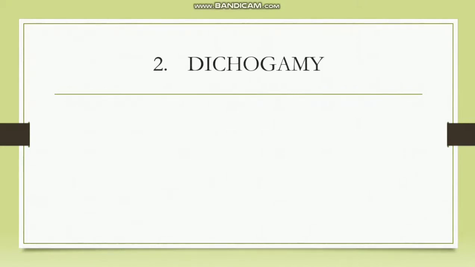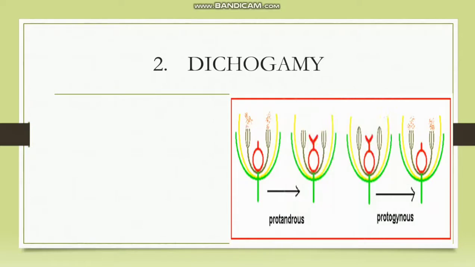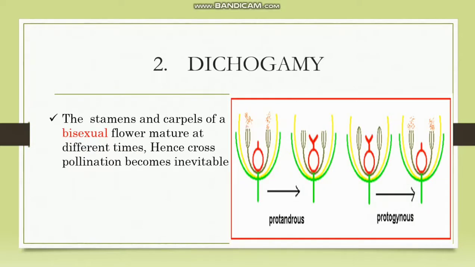The second outbreeding device is dichogamy. This is seen in the case of bisexual flowers. Here the stamens and pistil mature at different times. There is no synchrony between the release of pollen grains and the receptivity of the stigma. In some plants, we find that the male reproductive part matures earlier than the female reproductive part, that is the pistil. This condition is known as protandry.